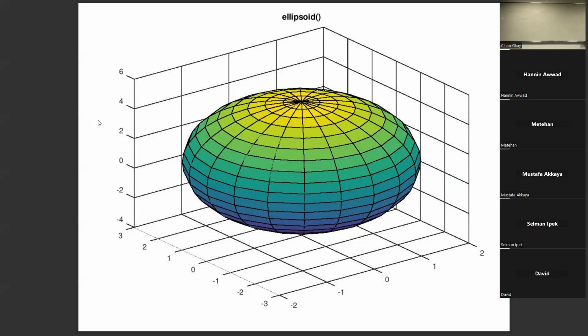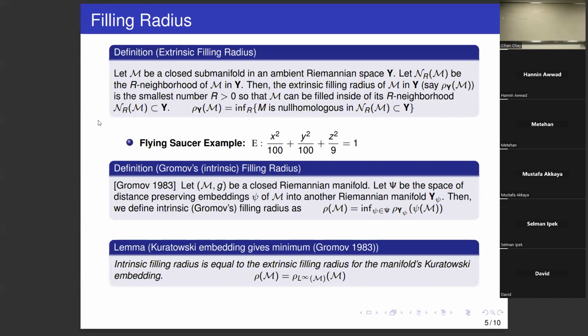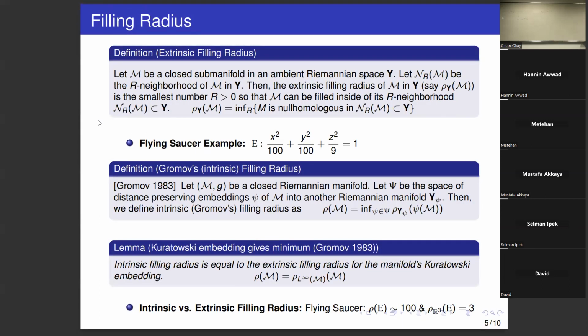So it turns out for the same guy, Gromov's filling radius is going to be about, not 100, it's going to be about 10, but the extrinsic filling radius is going to be 3. Now, I want to make a comment here. In Gromov's 1983 paper, he showed that no matter which space you take, there is always a best space for Y, which is the Kuratowski embedding.